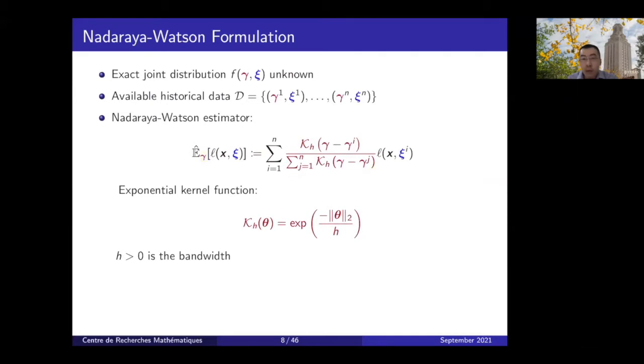And in our formulation, we employ the exponential kernel function of the form given here, where h is a bandwidth parameter. So here we observe that if the bandwidth is very small, then most of the probability mass is assigned to the sample point closest to the given gamma. On the other hand, if the bandwidth is very large, then the Nadaraya-Watson estimator reduces to the unconditional average, and the problem becomes the classical sample average approximation problem, where the weights are equal to 1 over n.